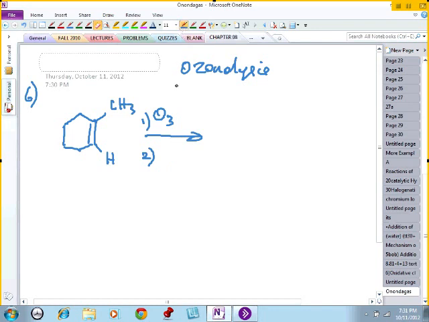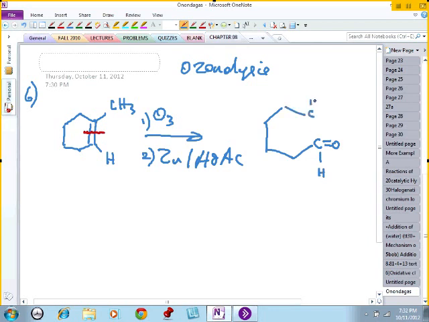Followed by zinc and acetic acid. Now, what is going to happen here? You split this here. The carbon that is attached to a hydrogen becomes the carbonyl of an aldehyde, and the carbon that has no hydrogen attached to it becomes the carbonyl of a ketone. So what do we get? Okay, you get that product.